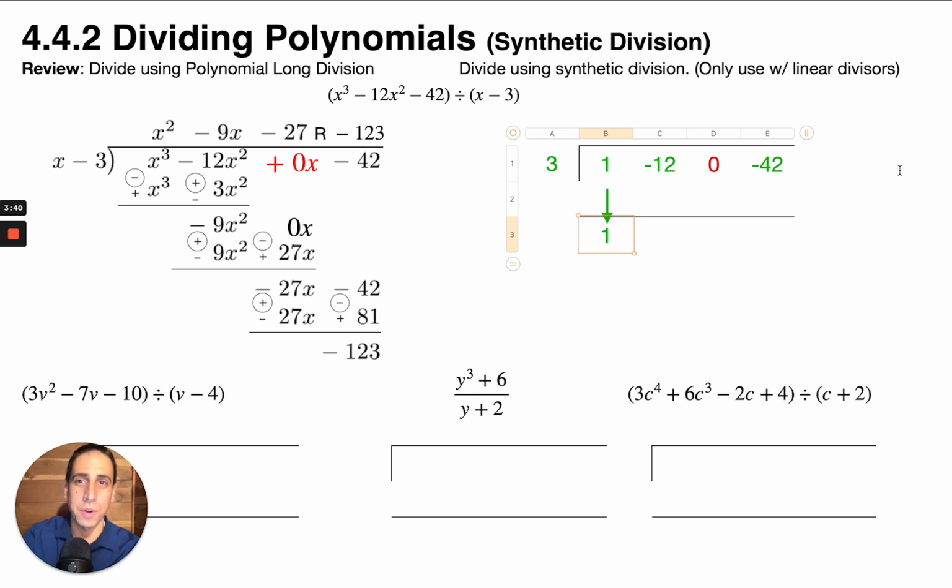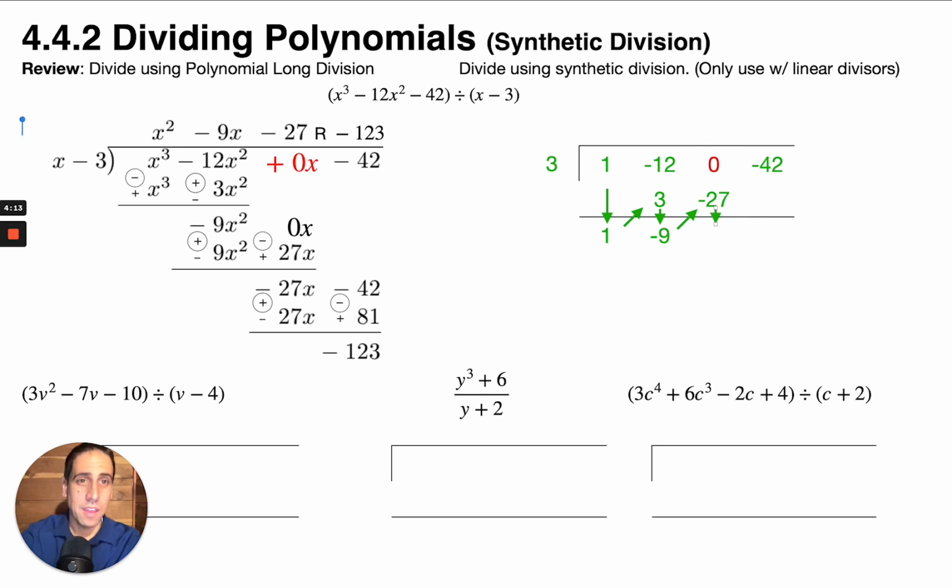So we're going to bring down the 1, and that's going to be true every time we bring something down. We're going to be adding, and anytime we go diagonally, like you see here, we're going to multiply. So positive 3 times positive 1 gives you positive 3, and then we're going to add vertically to go down. Negative 12 plus 3 is negative 9. We're going to multiply diagonally, and so 3 times negative 9 is negative 27. We're going to add vertically.